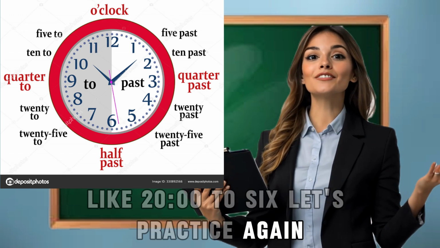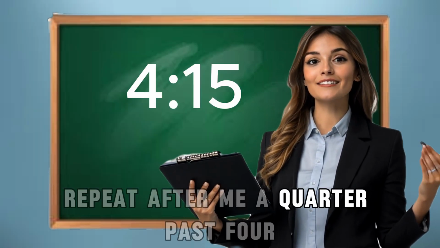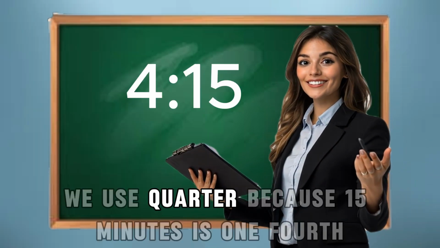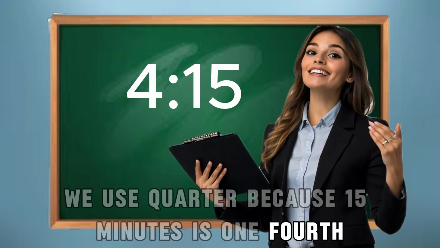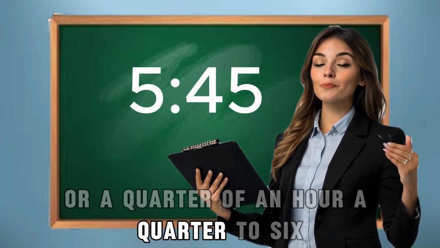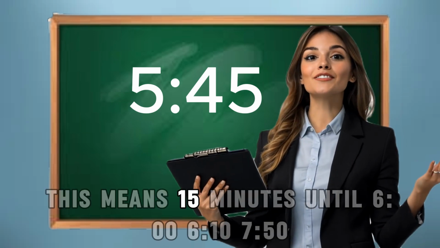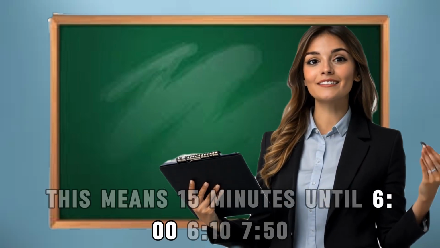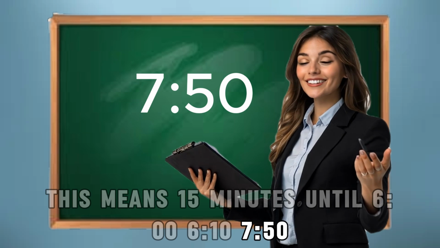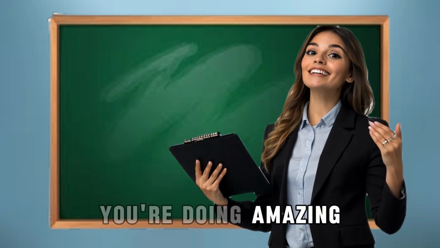Let's practice again. Repeat after me. 4:15, a quarter past four. We use quarter because 15 minutes is 1/4 or a quarter of an hour. 5:45, a quarter to six. This means 15 minutes until 6 o'clock. 6:10, 10 past six. 7:50, 10 to 8. You're doing amazing!